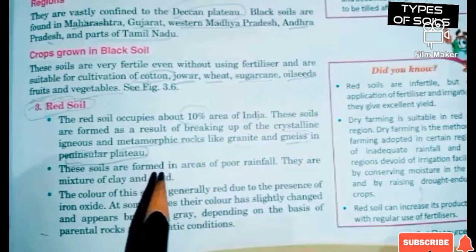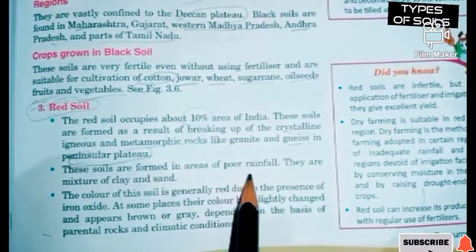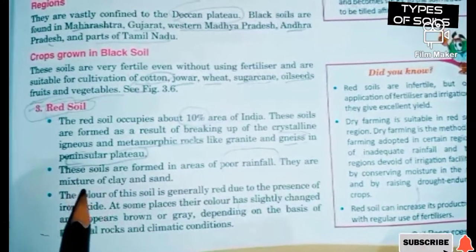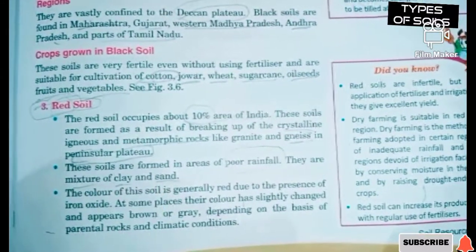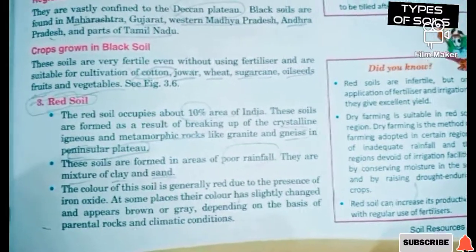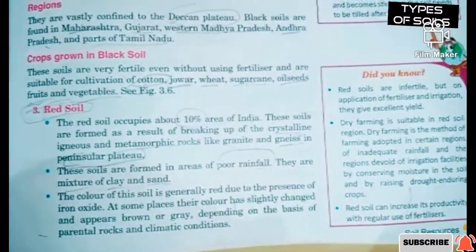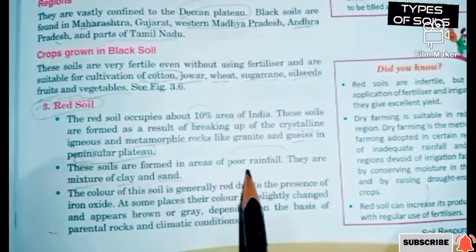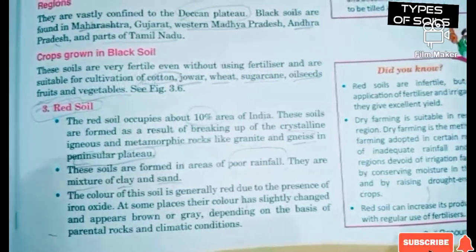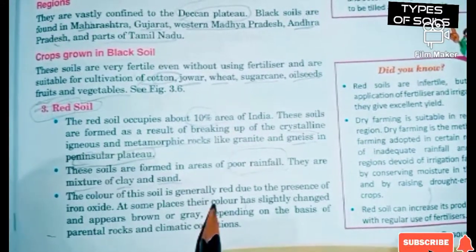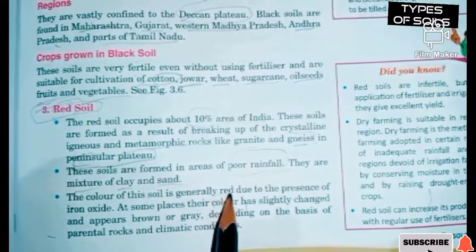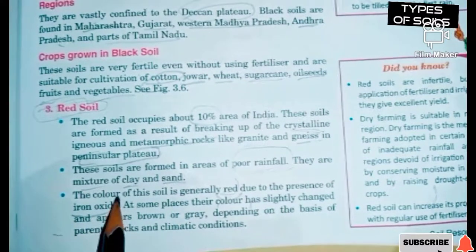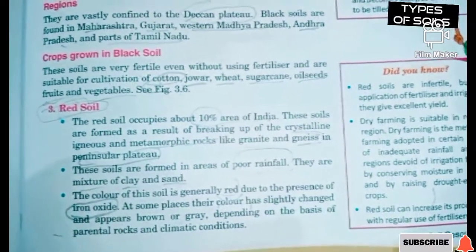Now these are mainly found in areas where there is very poor rainfall, and in this soil we have a mixture of clay and sand, not in a proper proportion, so there can be differences in the presence of clay and sand in these areas, especially where there is poor rainfall. Now the color of this one also changed, and the red color is derived only because of the iron oxide present in the soil.